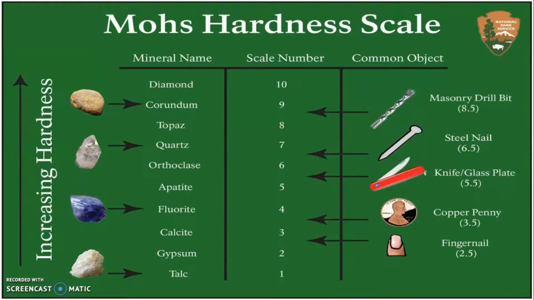The way the Mohs hardness scale works is, for example, if you want to see if a mineral has a hardness number of 4, you have to see if that mineral can be scratched by fluorite. If it can't be scratched by fluorite, then it's harder than fluorite, and it ranks higher than 4 on the Mohs hardness scale. But if it can be scratched, that means its hardness is lower.